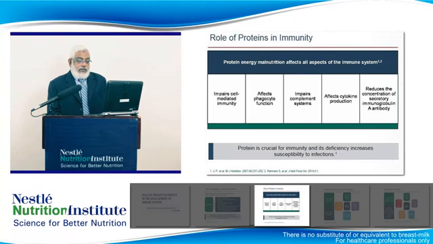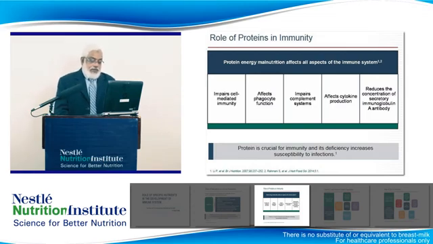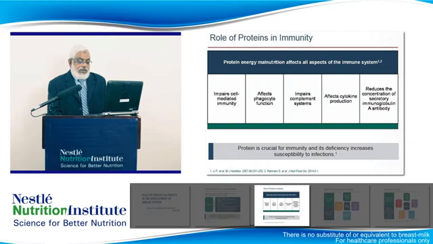Role of proteins in immunity. Protein energy malnutrition affects all aspects of the immune system. That is, impaired cell-mediated immunity affects phagocytic function, impairs complement systems, affects cytokine production, reduces the concentration of secretory immunoglobulin A antibody. Protein is crucial for immunity and its deficiency increases susceptibility to infection.